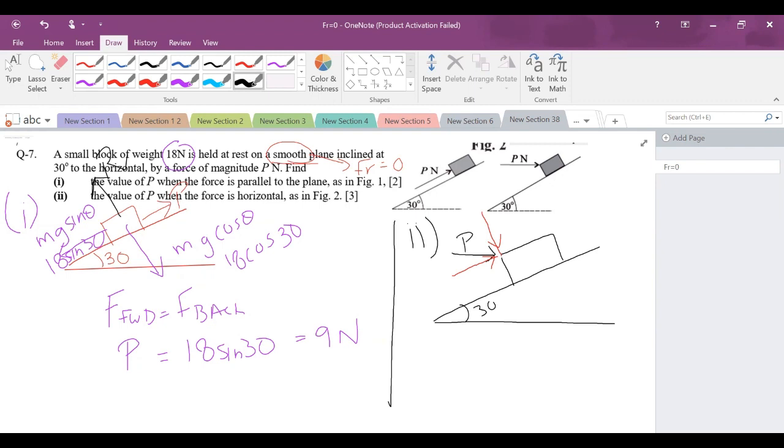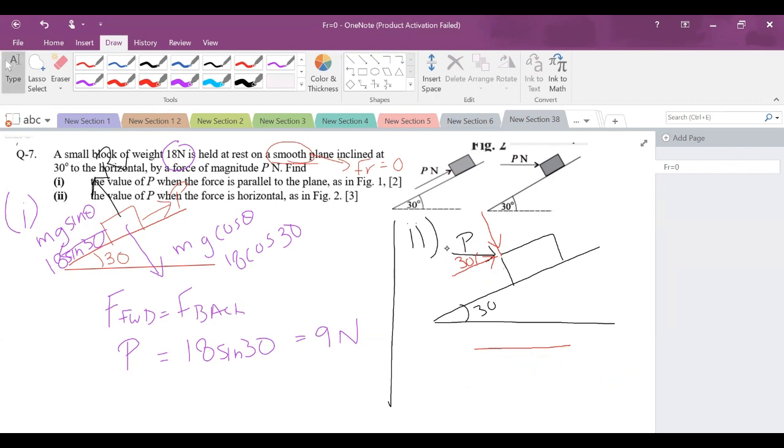This is the original P, and the other two components have been drawn in red. Now, the angle between the horizontal and the slope is 30 degrees. So this angle is also going to be 30 degrees, because it's also between a horizontal line and a line parallel to the slope. So it's going to be 30 degrees as well.